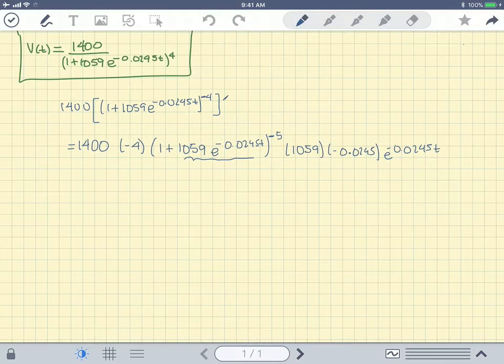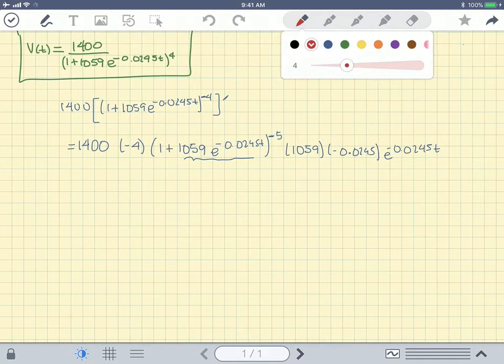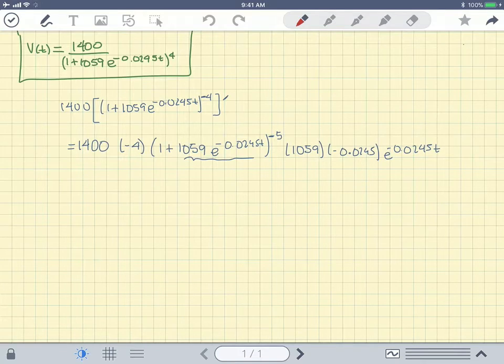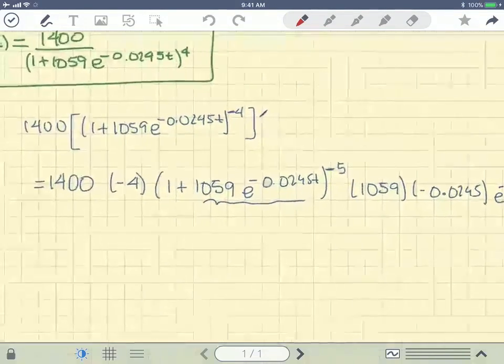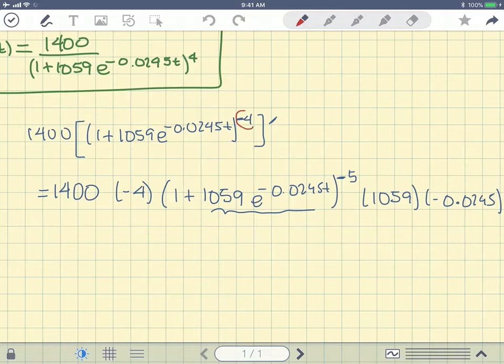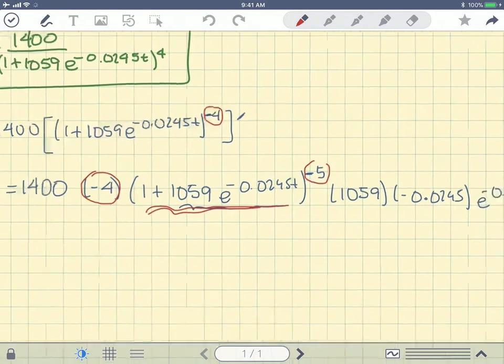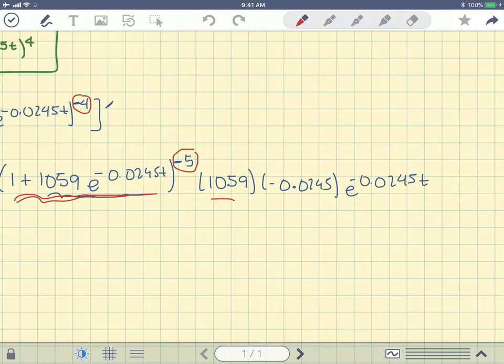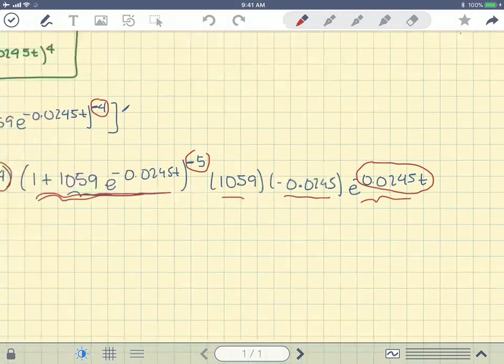So let me go over this again. This will help. So what happened? I'm doing this power here. If I can zoom in, this power here dropped down here and now became negative 5. Okay, so this function to negative 5. Now I need to find the derivative of the inside, which is the 1059 times e to the negative 0.0245 t times the derivative of this part, right? And the derivative of that part, since it has a t, is just the constant in front of it. That's what this is.